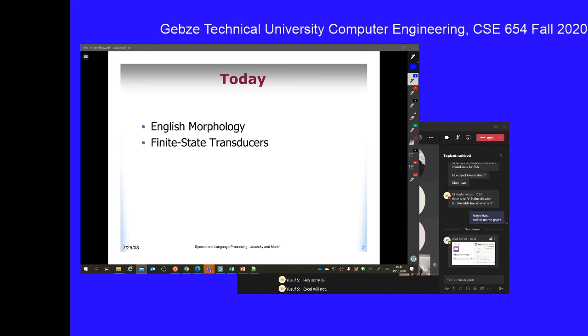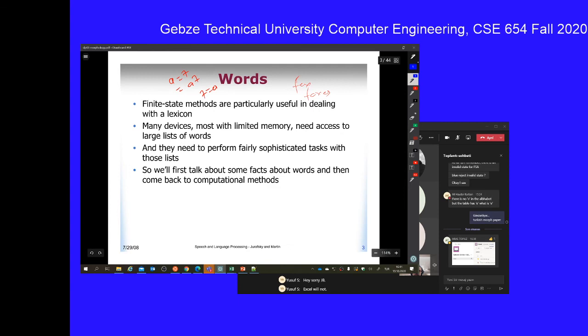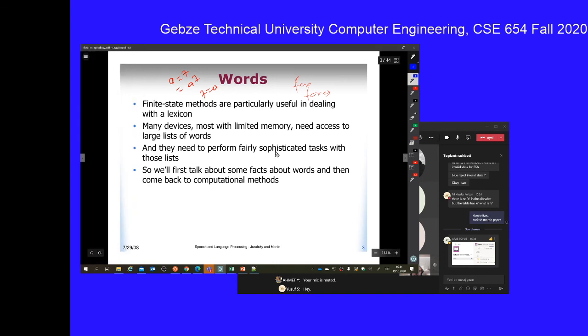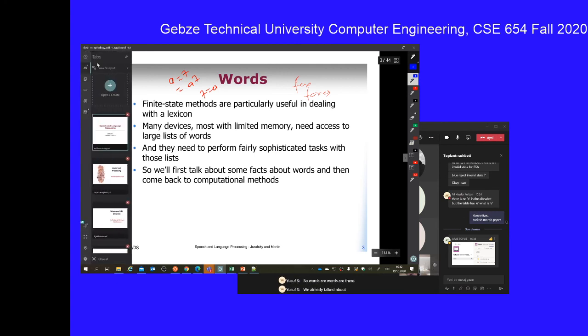Okay, so we are going to look at English morphology, and we are going to look at a variation of finite state automata to deal with this kind of stuff. The words we talked about, how do you count the words? So words are there. We already talked about them, including the lemmatization, normalization, and etc.